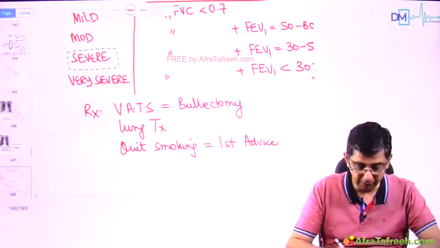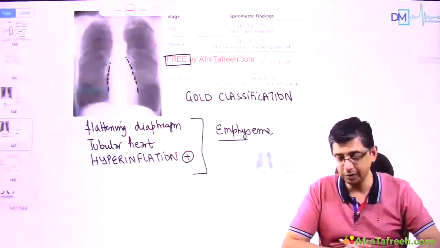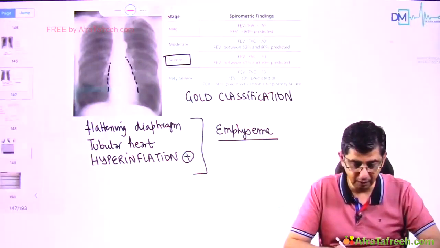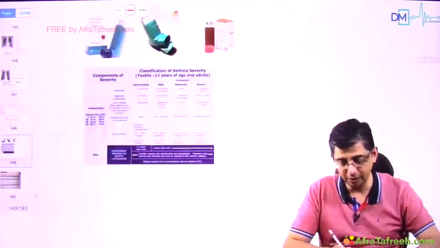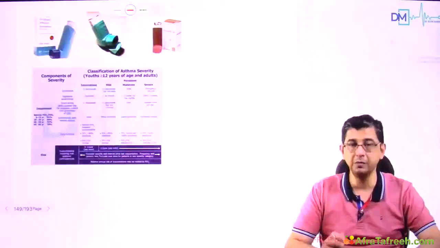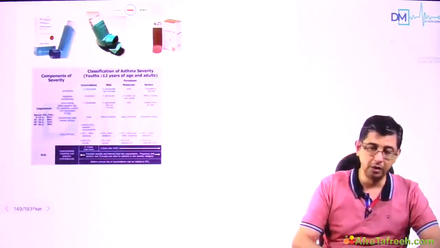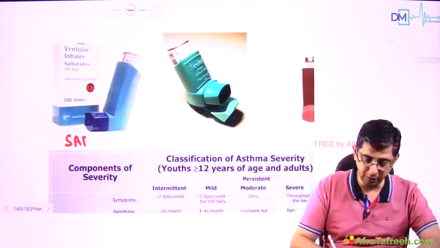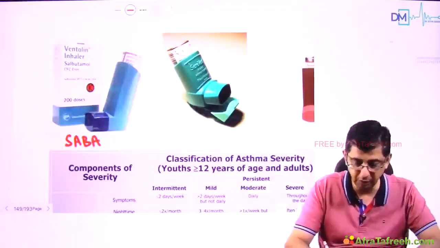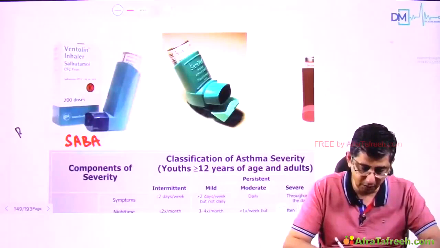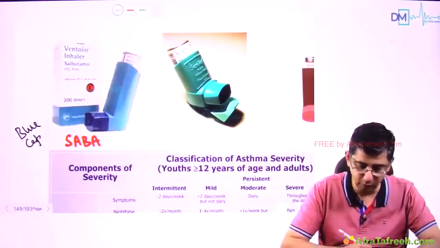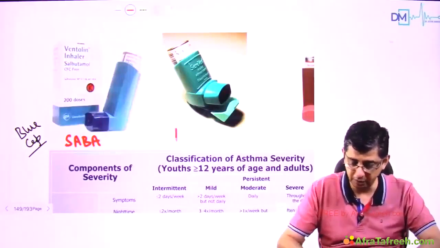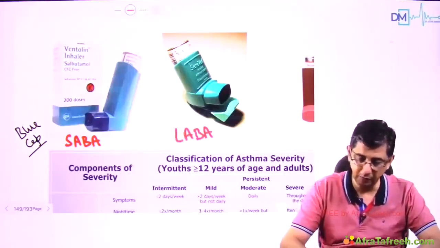Remember that whenever you get an X-ray like this which is showing a tubular heart, it is emphysema that is to be primarily considered. Do not mix this with bronchial asthma, in which hyperinflation can be present, but during an acute attack. During an acute attack of asthma, we will obviously be using a SABA, a short-acting beta-2 agonist that will be having a blue cap. You can see the color of the cap of SABA, salbutamol, is blue. But for LABA, that is long-acting beta-2 agonist, the color of the cap would be green.